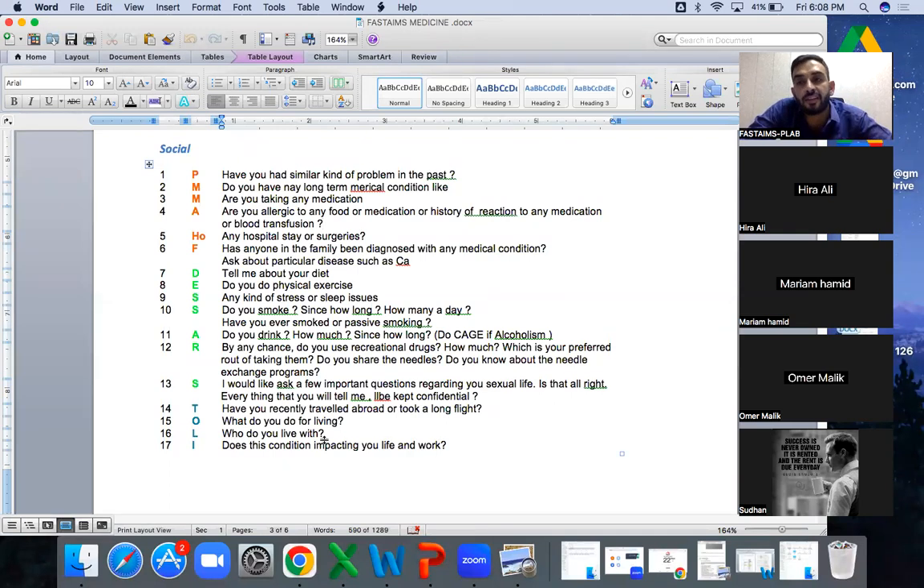Similarly, who do you live with? This is quite important. You can never skip it. Why? Because whenever you are going to give some treatment, it has its own social implication. For example, the patient is living alone. You are saying somebody should help you, and you have not explained anything. Nobody is living with him. How are you going to explain that somebody should help you? So you need to ask this question.